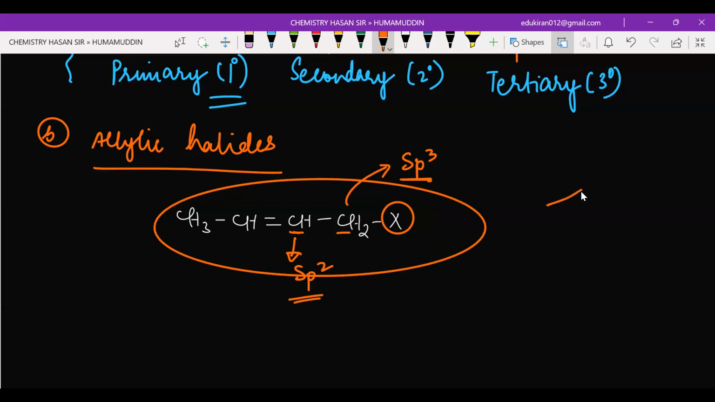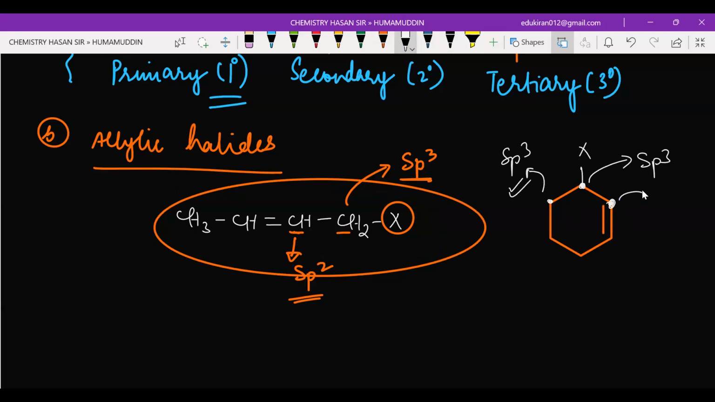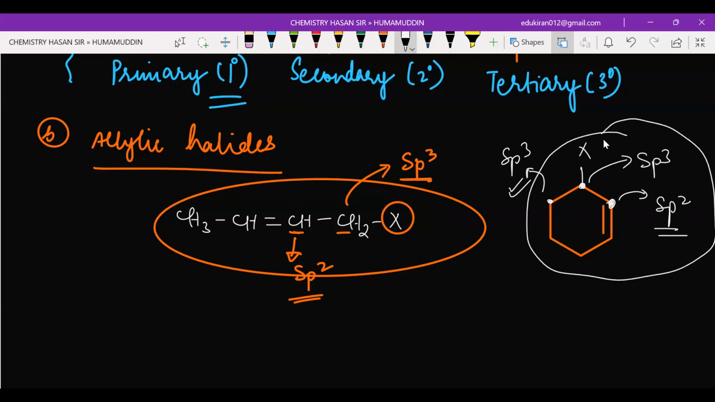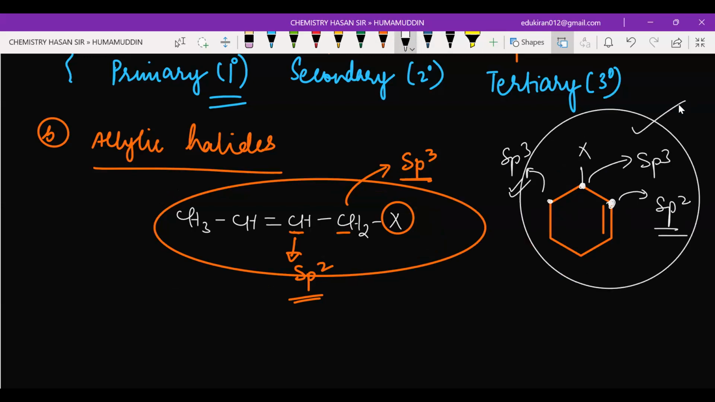In the same way, you can go for this. You can see this is your cyclohexene and you can see this is your X here. So the carbon to which X is connected is sp3 and the adjacent carbon is sp2 here, and here this is also sp3. So on this side it is not allylic, but on the right hand side, if you check it, it is doubly bonded. That means sp2. So the system is allylic halide. Are you getting my point?